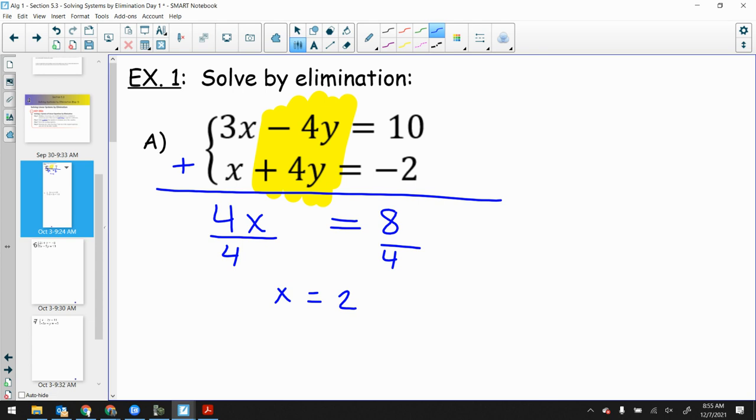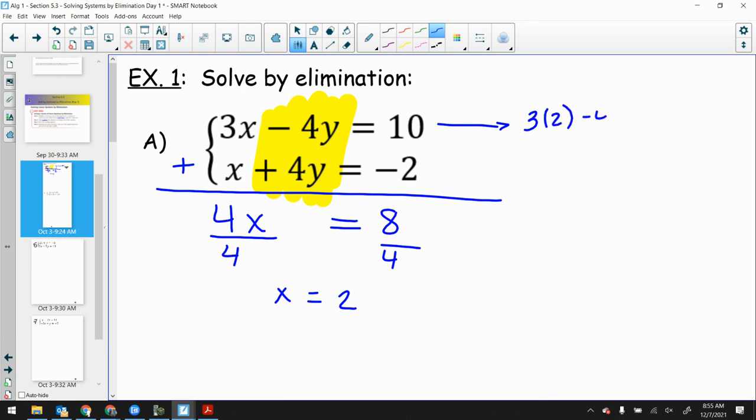Okay, and we're back. So we get x equals 2, right? We get x equals 2, and at this point, this becomes the exact same process as substitution. What do you think I do with that x equals 2? Plug it back in. Does it matter what equation it goes into? Nope. Let's go into the top. Does it matter? No.